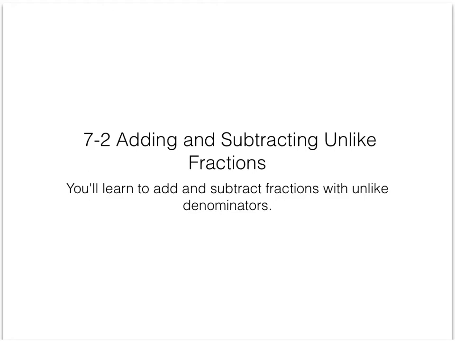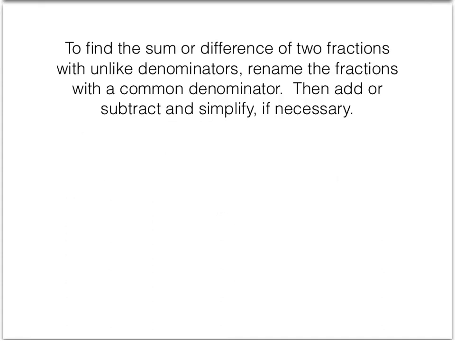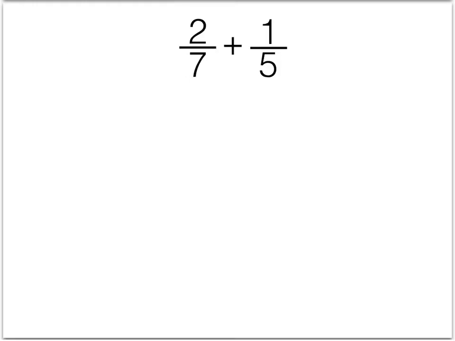We're looking at adding and subtracting unlike fractions. To find the sum or difference of two fractions with unlike denominators, you need to rename the fractions with a common denominator. Then you're going to treat them basically like adding and subtracting fractions with common denominators. So let's take a look at this example.